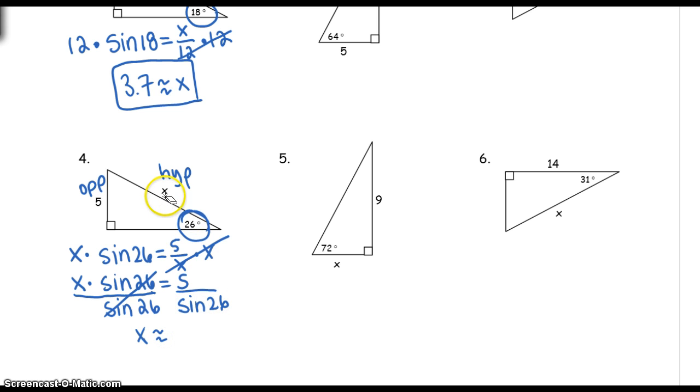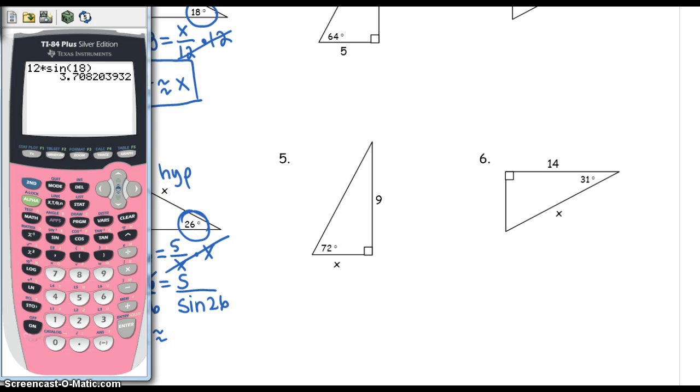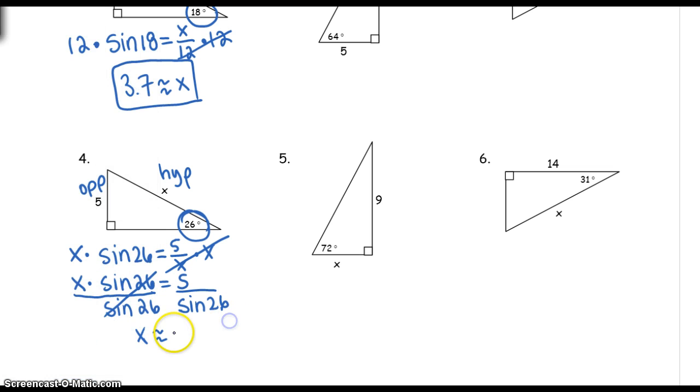Now we're finding a side, and they want us to round to the tenths. So we do 5 divided by the sine of 26. And we get 11.40. Now this 0 isn't going to do anything to this 4. So 11.4 is our answer.